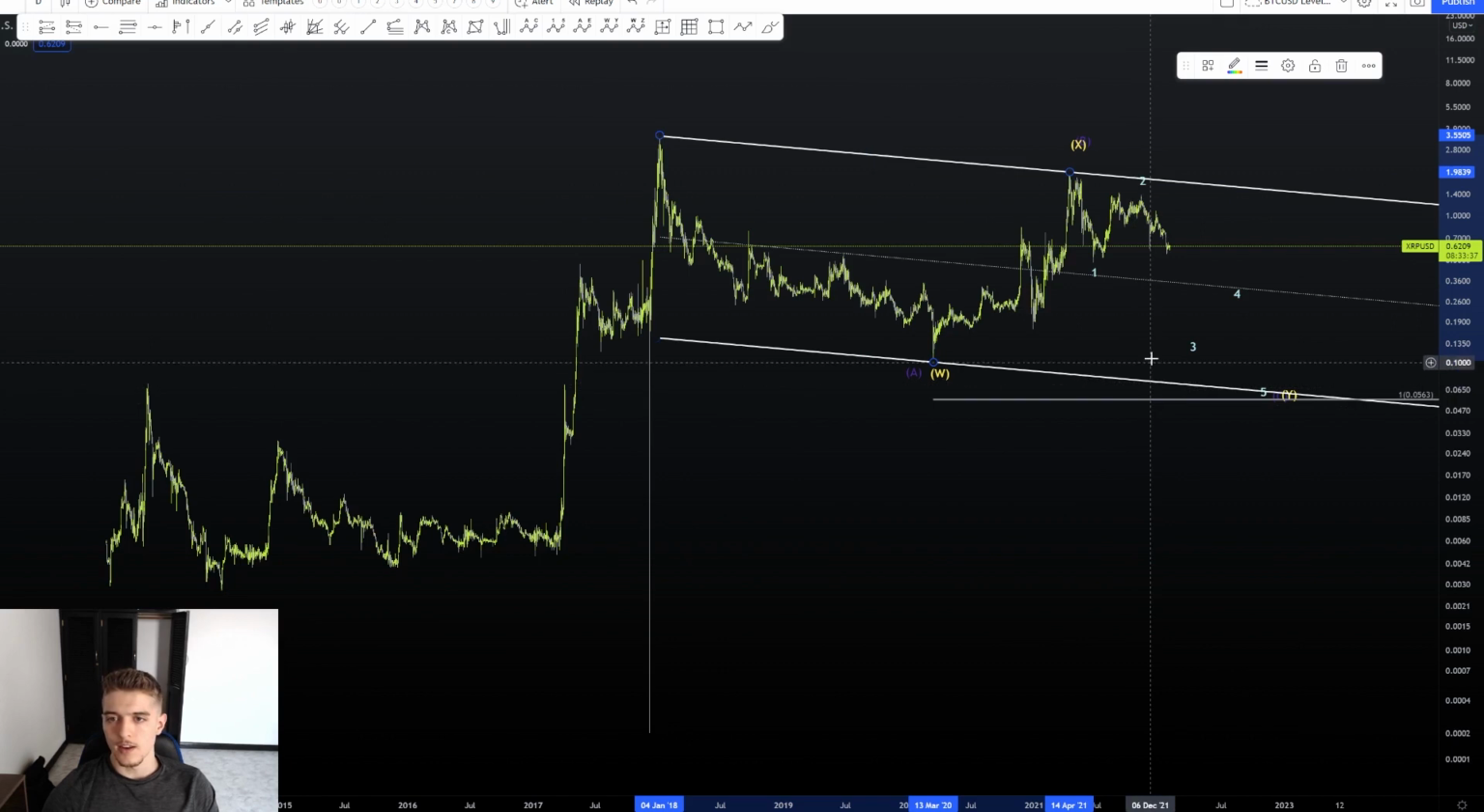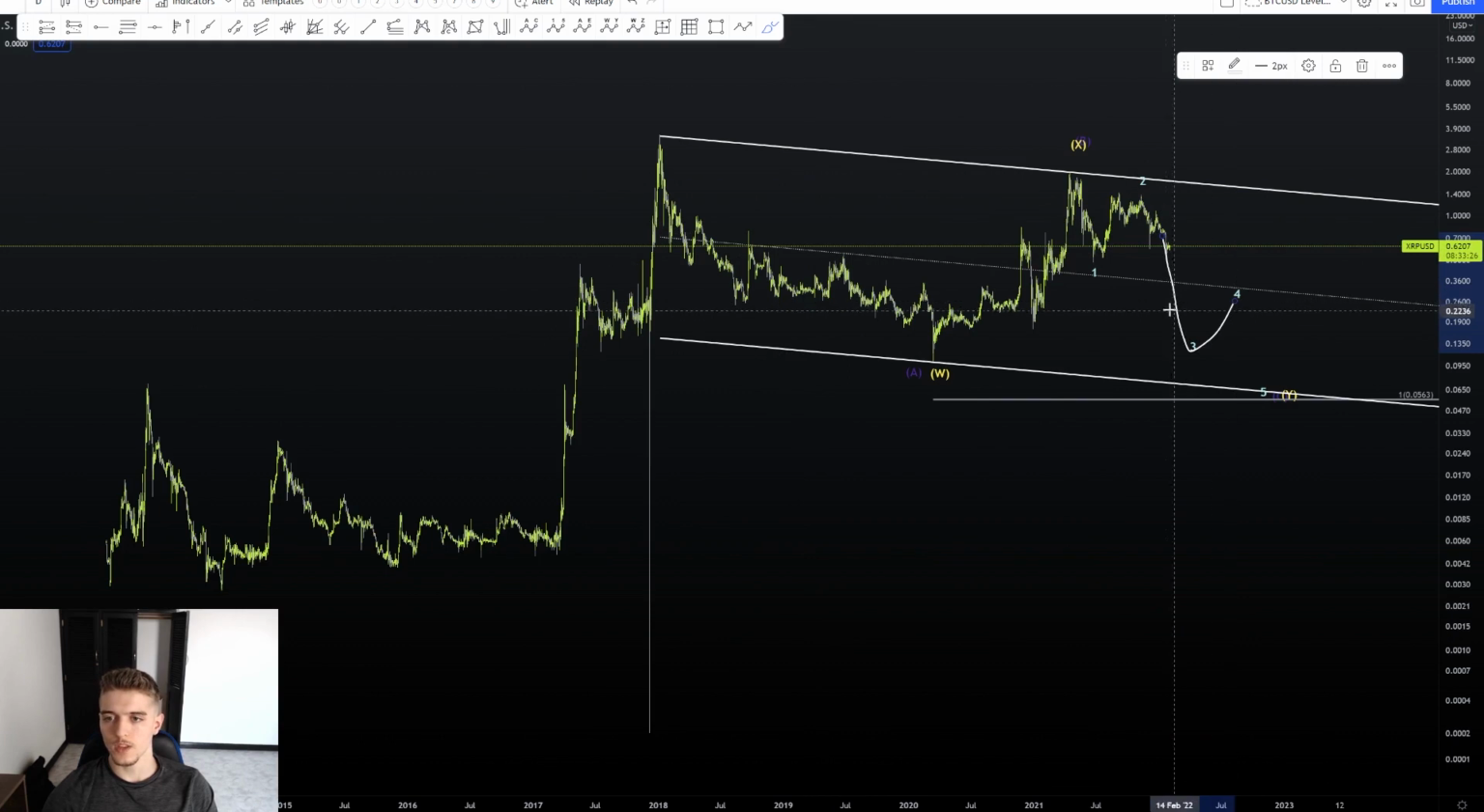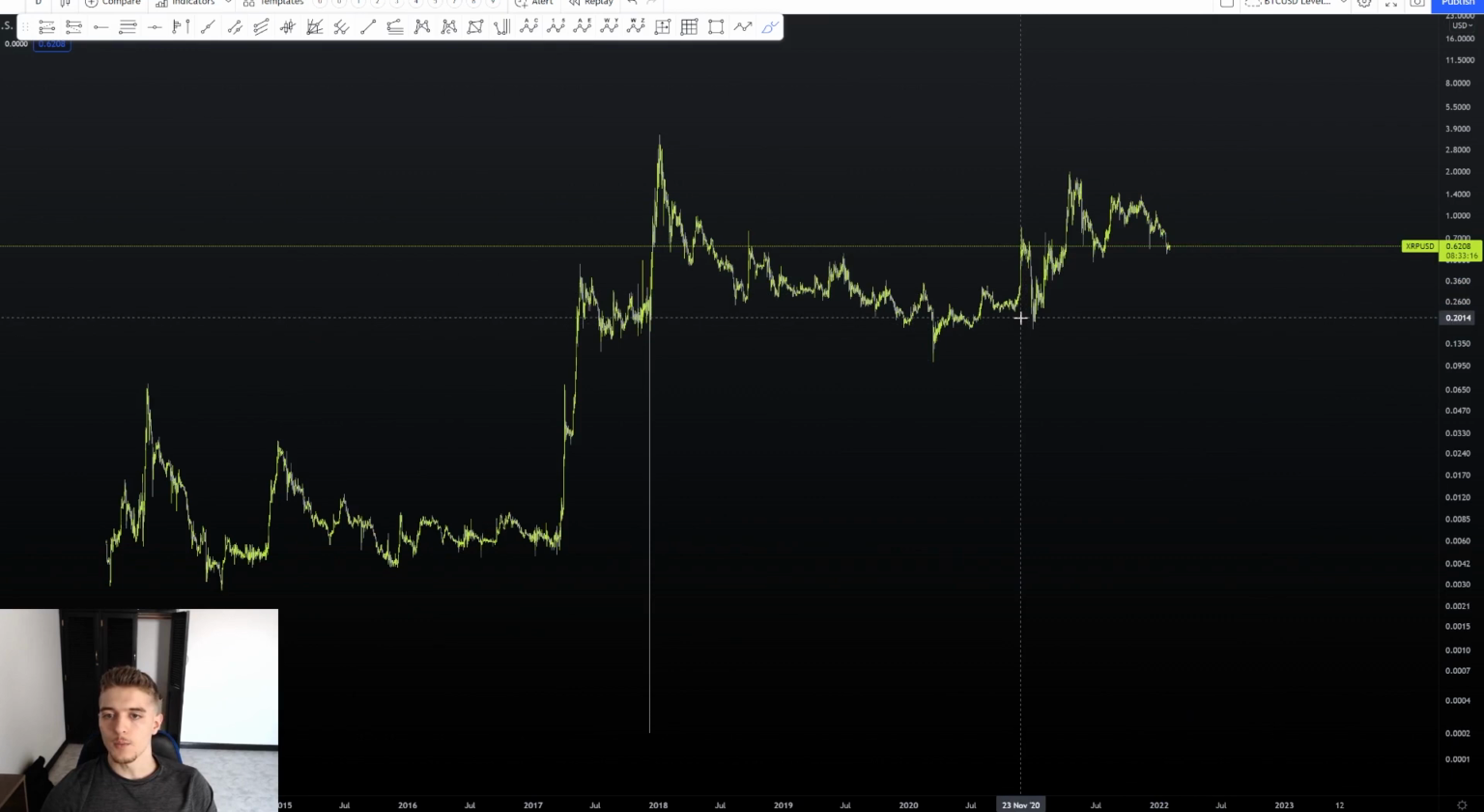Now I have to say that probably isn't the correct count, but it is something to keep in mind, especially if we get a massive dump down here indicative of a wave 3. Then it's something we have to keep in the back of our mind, that this is probably in play if that were to happen. But until then, I'm going to be going off some of the more local counts that I have.